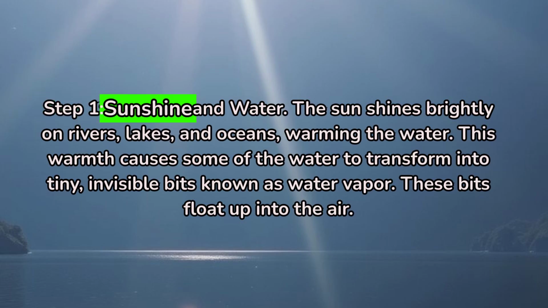Step 1: Sunshine and water. The sun shines brightly on rivers, lakes, and oceans, warming the water. This warmth causes some of the water to transform into tiny, invisible bits known as water vapor. These bits float up into the air.